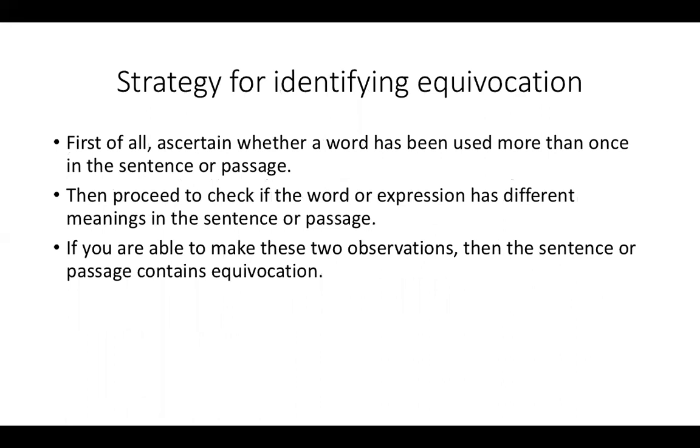Strategy for identifying equivocation. First of all, ascertain whether a word has been used more than once in the sentence or passage. So if you want to identify equivocation, you first have to look for a word that has been used more than once in a passage. Then proceed to check if the word or expression has different meanings in the sentence or passage. If you are able to make these two observations, then the sentence or passage contains equivocation.